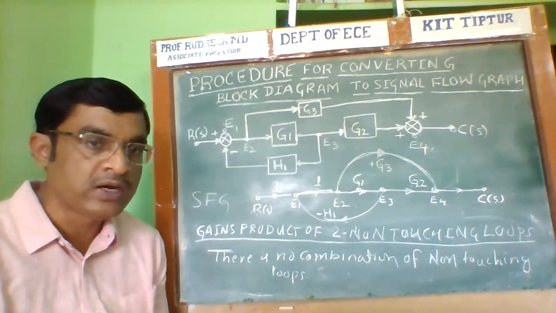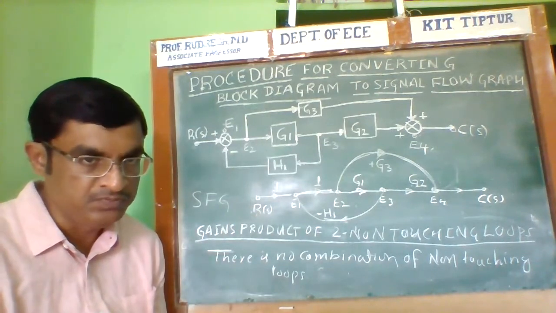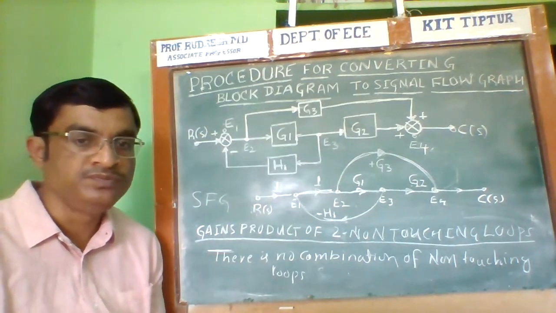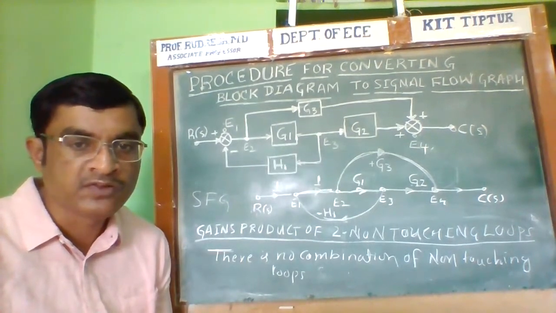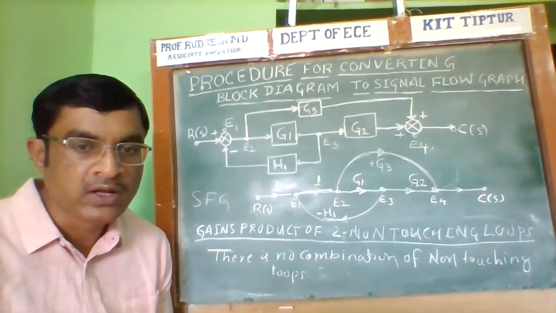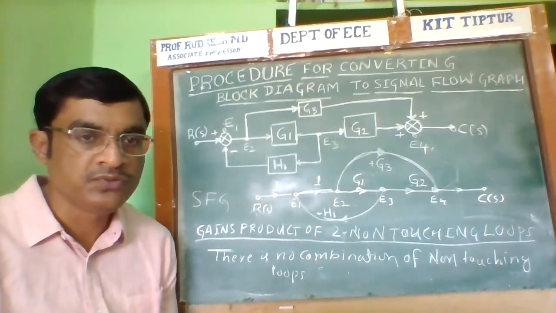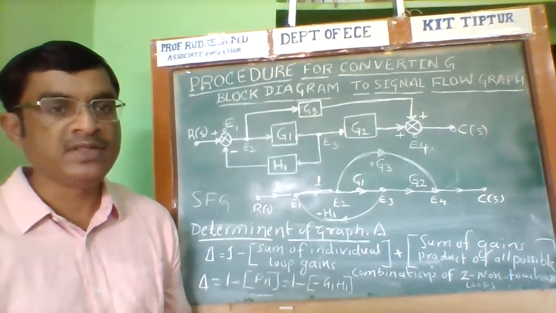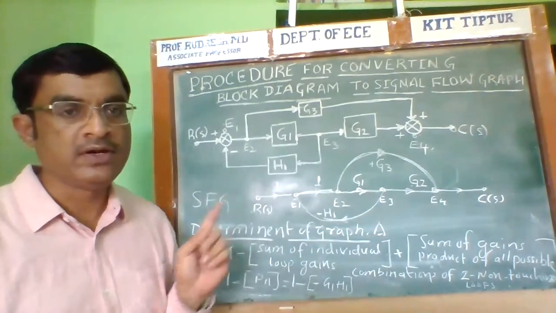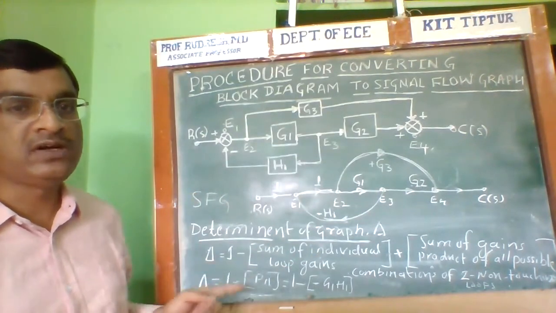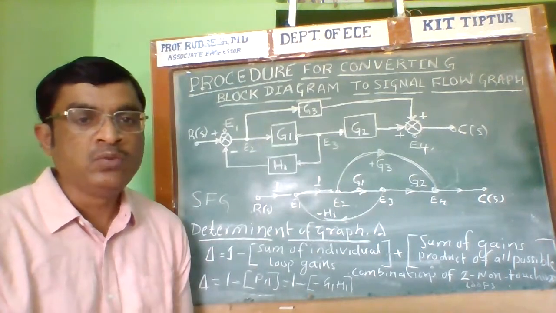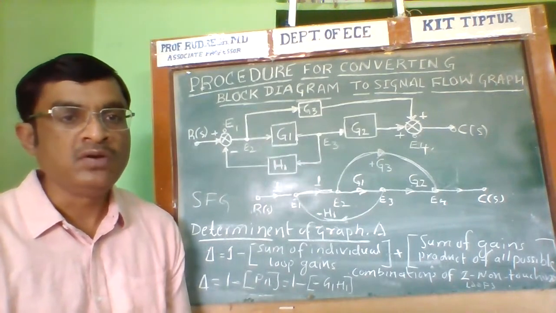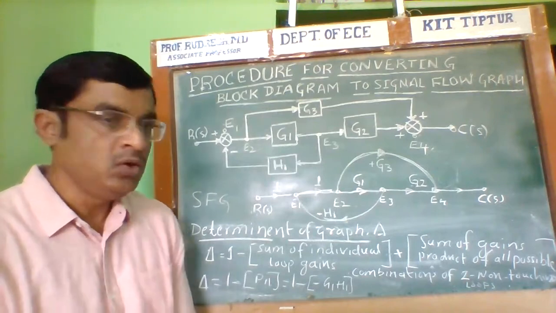Next, after calculating the gains product of two non-touching loops, we go for calculating the delta value and the delta k values. In this particular step, we need to calculate the determinant of the graph. The determinant of the graph is denoted by delta. The delta is given by 1 minus the sum of individual loop gains plus the sum of gains product of all possible combinations of the two non-touching loops.